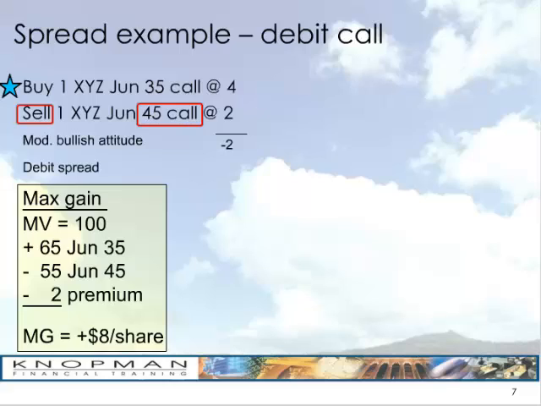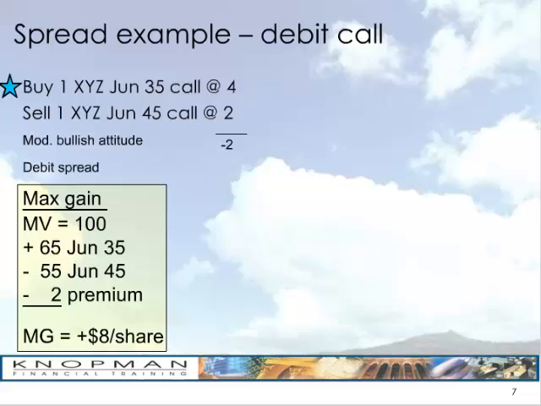So first one, we profited 65 on the June 35 call. We lost 55 on the June 45 call. We paid a $2 premium. So again, first position, second position, premium. So overall, our max gain is $8 a share. And here you can see I said you give up upside. Absolutely.